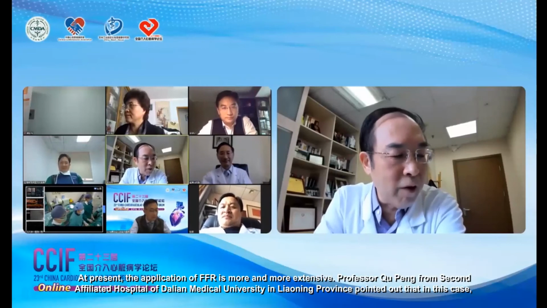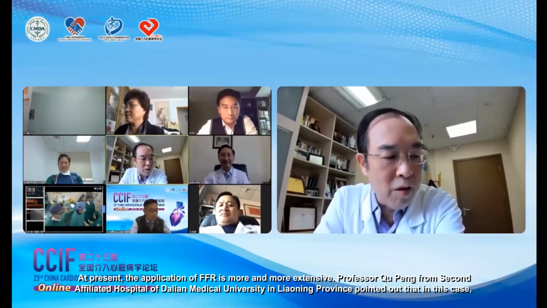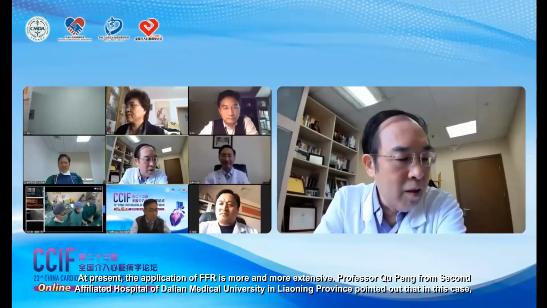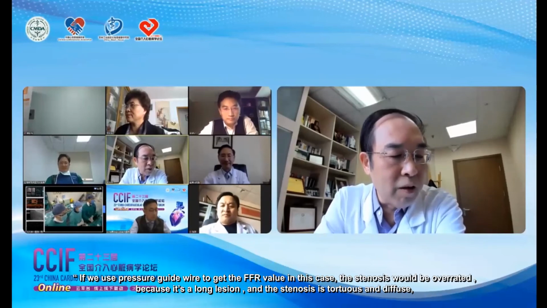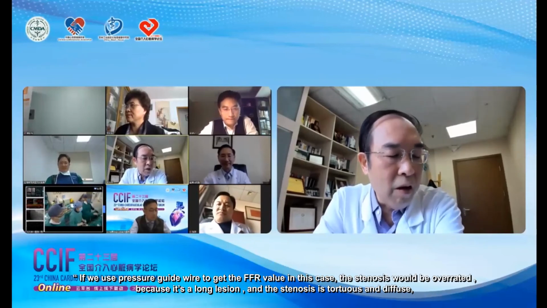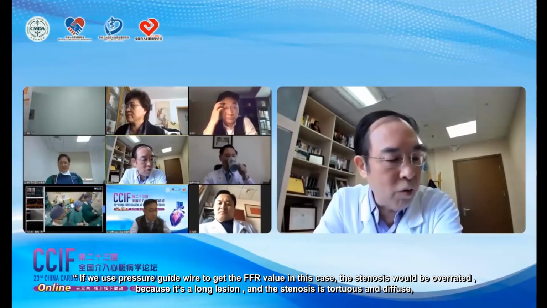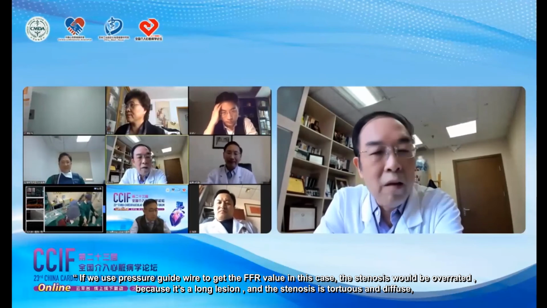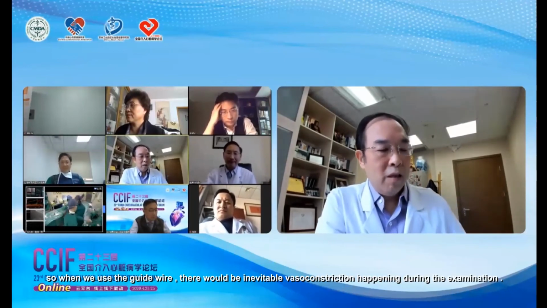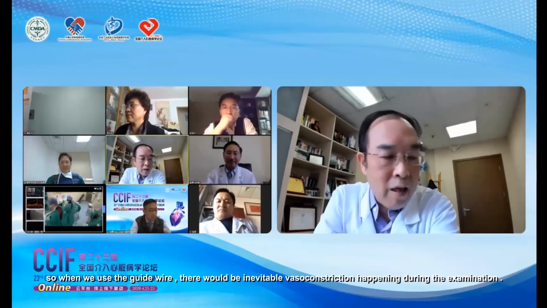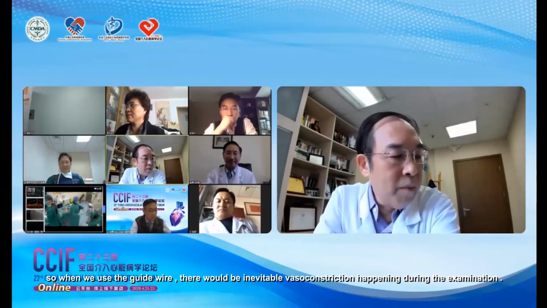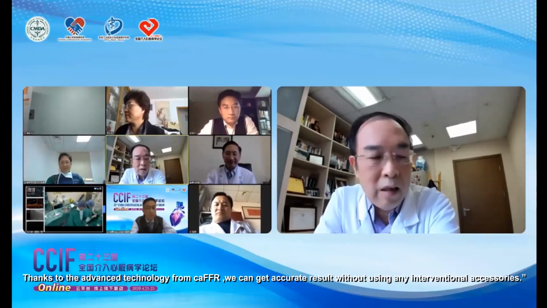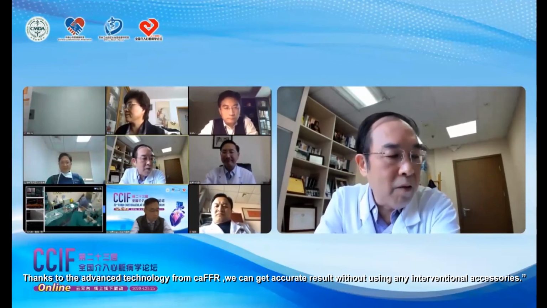At present, the application of FFR is more and more extensive. Professor Peng from the Second Affiliated Hospital of Dalian Medical University in Liaoning Province pointed out that in this case, if we used a pressure guide wire to get the FFR value, the stenosis would be overrated, because it's a long lesion and the stenosis is tortuous and diffuse. So when we use the guide wire, there would be inevitable vasoconstriction happening during the examination. Thanks to the advanced technology from caFFR, we can get accurate results without using any interventional accessories.